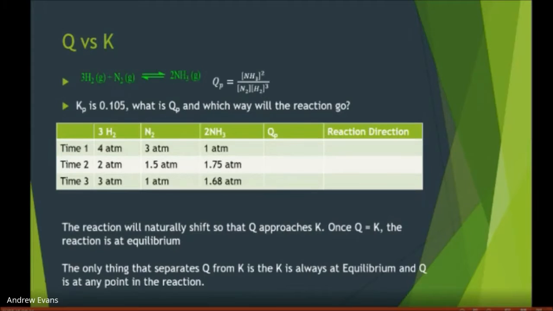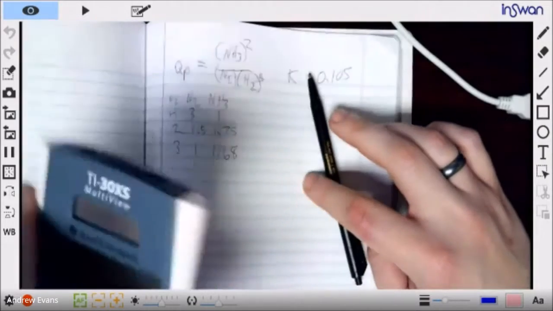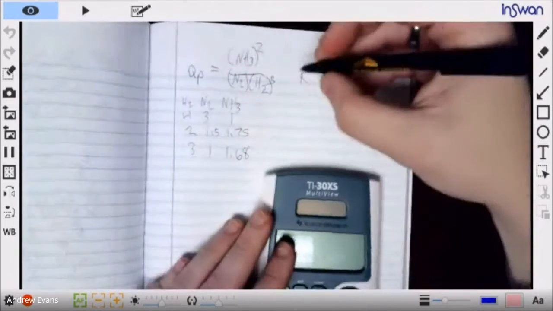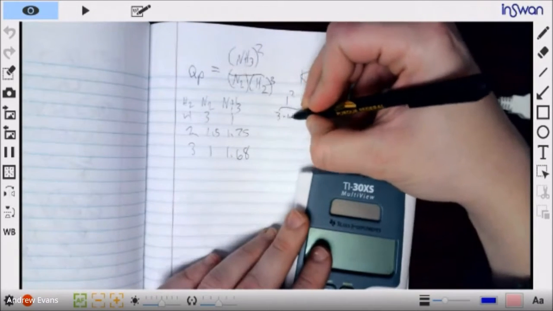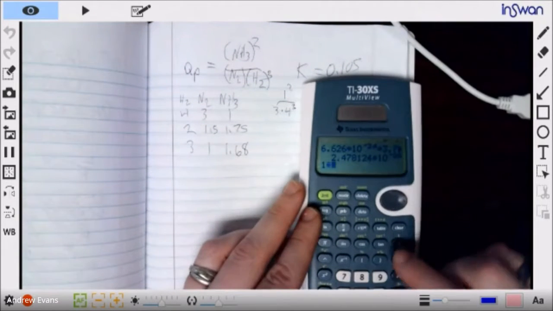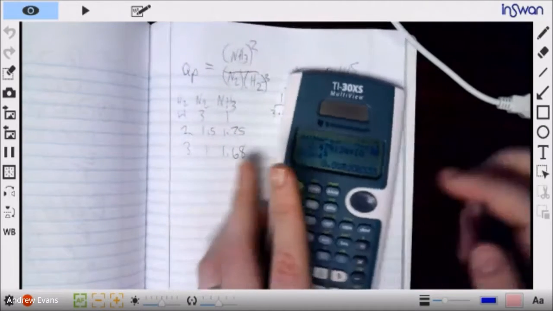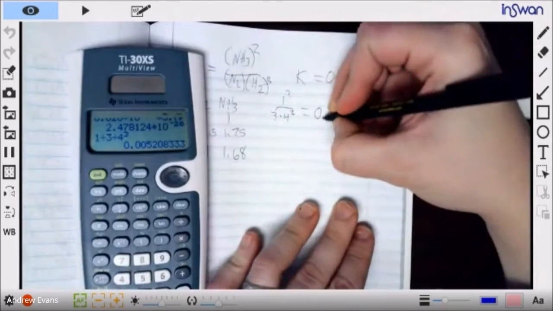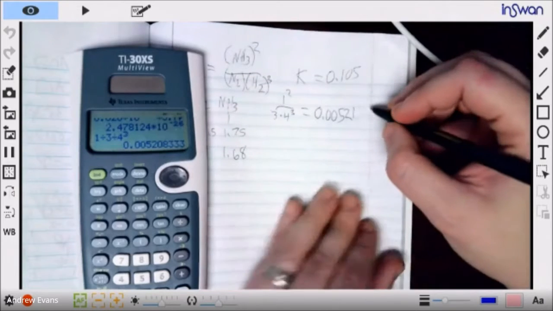Okay. From here, go to the calculator. So we're just plugging our numbers in. If I have 1 squared over 3 times 4 cubed. So make sure we do it right. 1 over 3 over 4 to the power 3. So Q is equal to 0.00521. Now, how does that compare to K sub P?